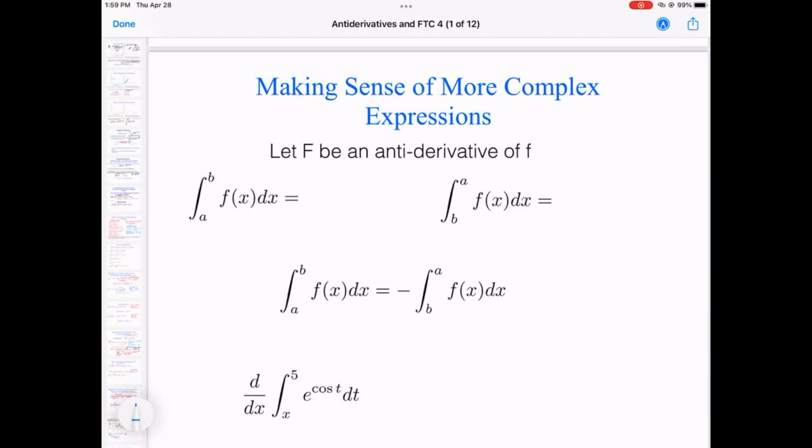I'm going to show that for the integral from a to b of f of x dx, if you reverse the limits of integration, you get the same thing except the opposite, the negative of that. So you have to multiply by -1 to get the integral from a to b. And why is that?